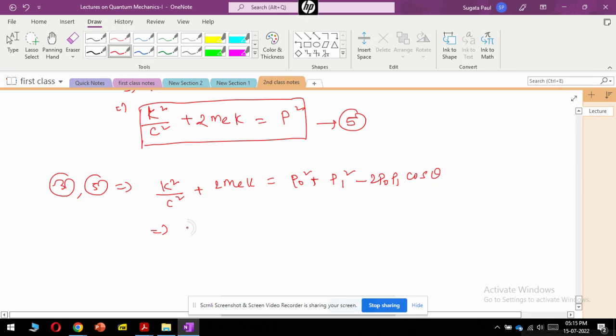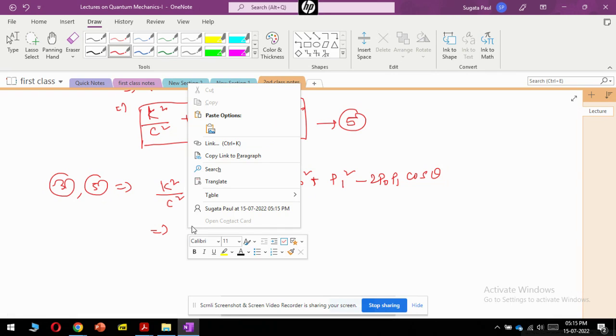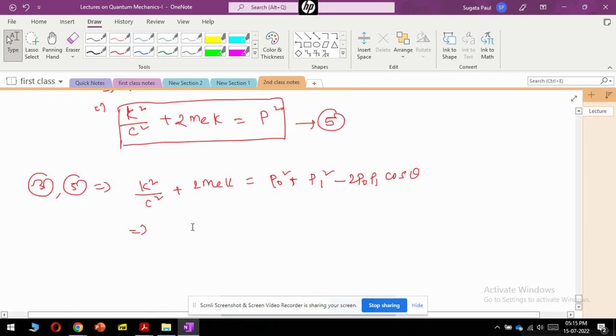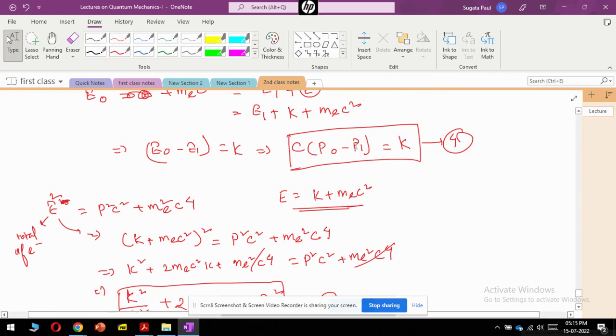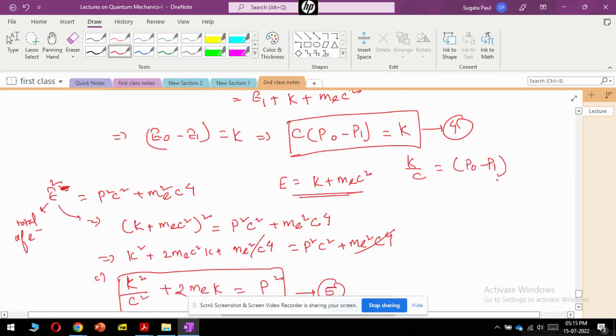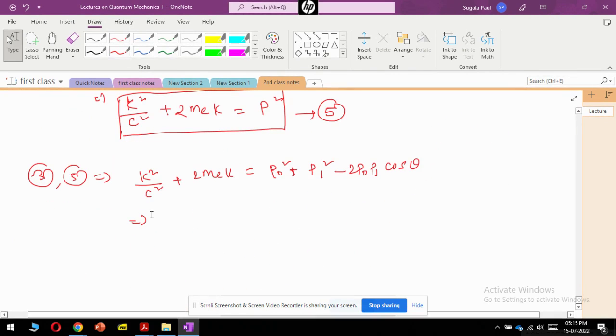Now another chance of substitution has come here, because from equation number 4 we have written that K equals c into (p0 minus p1). That means K by c will be p0 minus p1. So we'll substitute that here. K by c whole square equals (p0 minus p1) whole square, and K will simply be equal to c into (p0 minus p1) on the same right hand side.